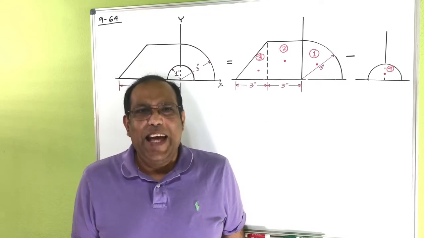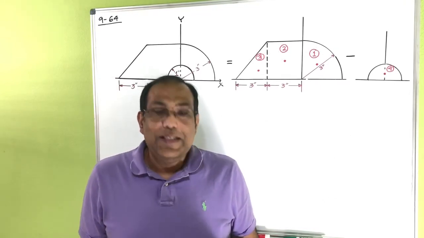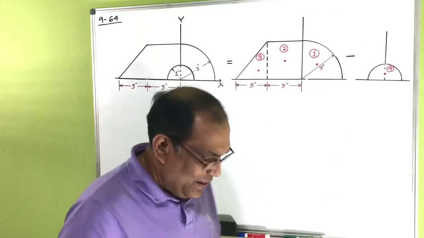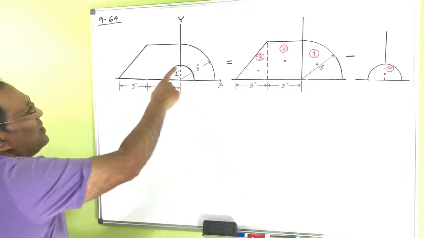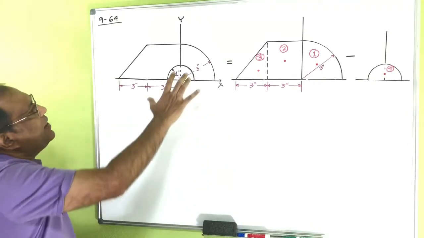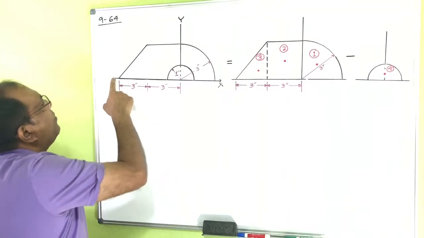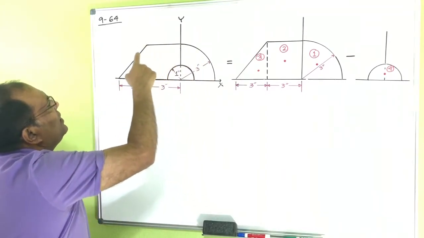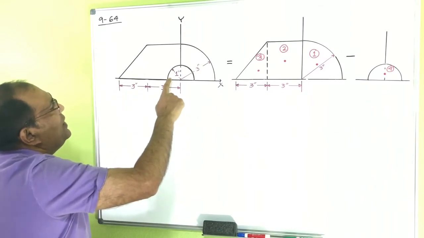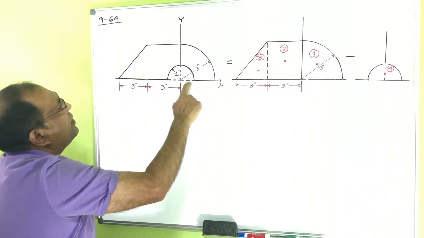Problem number 9-64. Okay, so this is the figure here, and they're asking you to find the centroid of this composite body. Okay, and you can see there is actually a gap here.